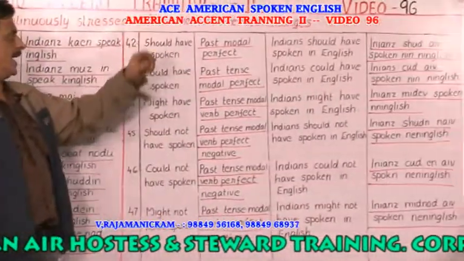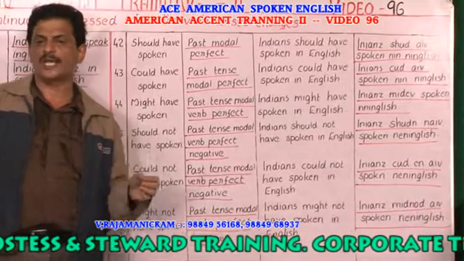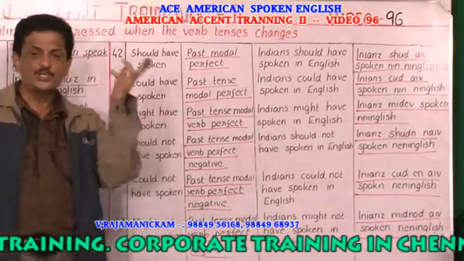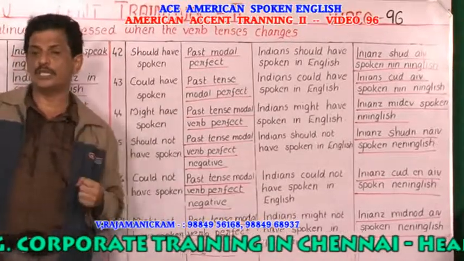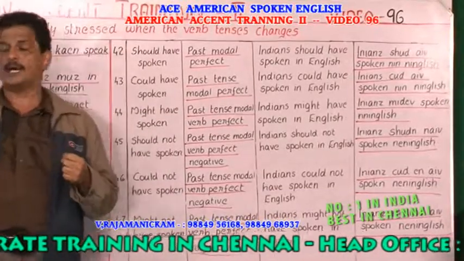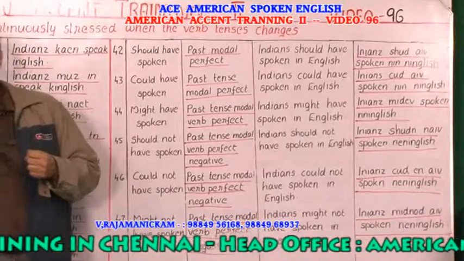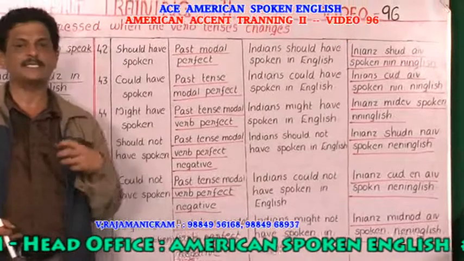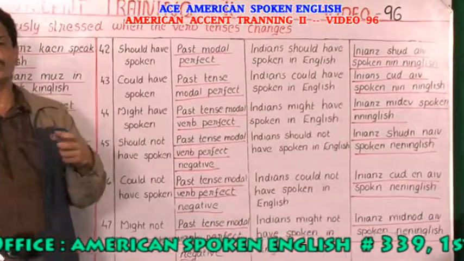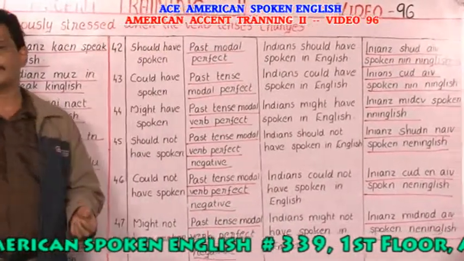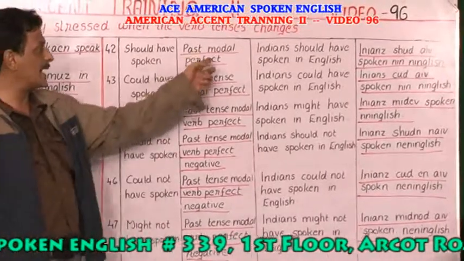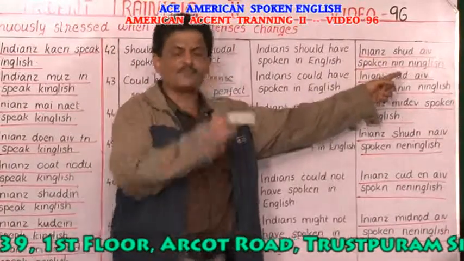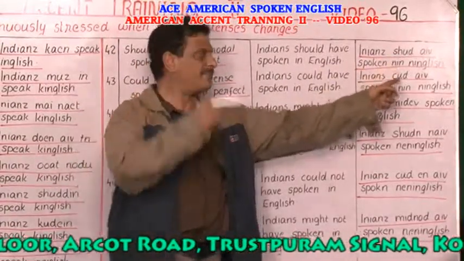should have spoken. should have spoken எங்க யூஸ் பண்றோம்? have கூட past participle எங்க யூஸ் பண்றோம்? பாஸ்ட் டென்ஸ்ல ஒன்று செய்திருக்கணும். நான் அமெரிக்கா போயிருக்கணும். I should have gone to America. நடக்காத ஒன்றை நடந்திருக்கணும் என்று சொல்லும்போது should have கூட past participle சொல்றீங்க. should have spoken. Past modal perfect. Indians should have spoken in English.